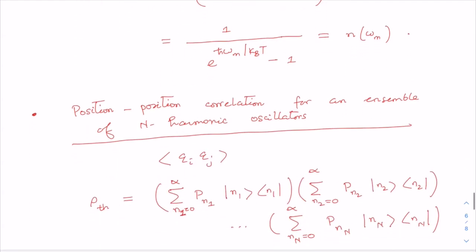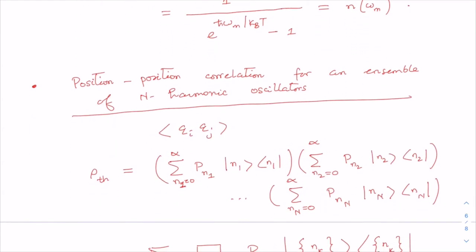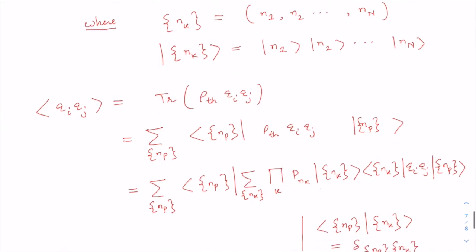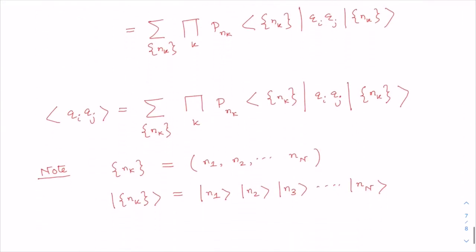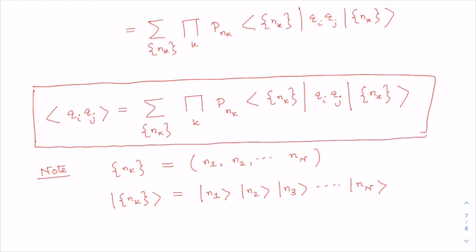And then we tried to calculate the position-position correlation for an ensemble of N harmonic oscillators, and we finally obtained this particular expression. Now we are going to build up our next analysis from here. Let me remind you to understand the notation here: this bracketed {n_k} represents the collection of all n1, n2 up to capital N items. And this ket represents the direct product of the various number states corresponding to the oscillators.